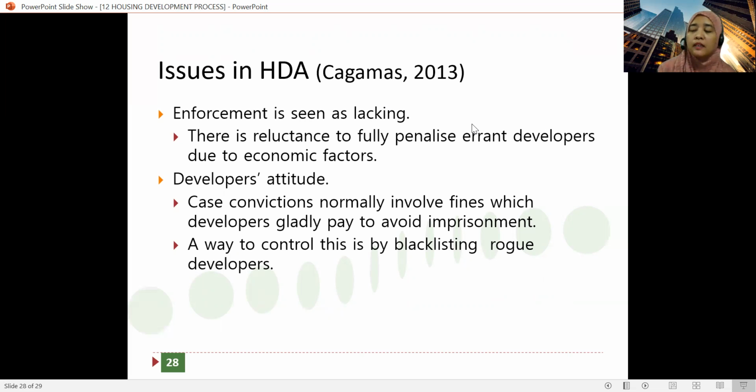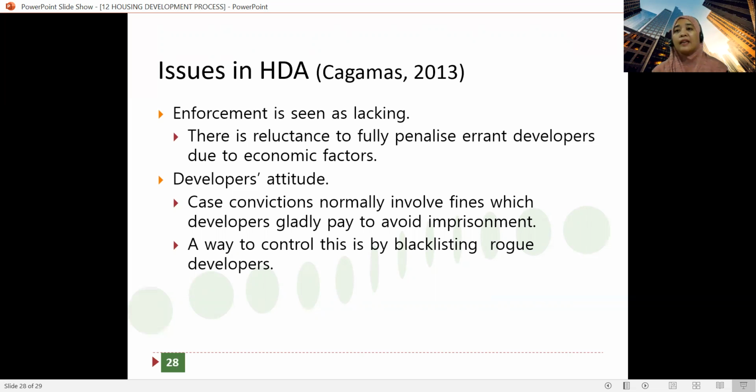So it means in some cases, even though the developers did something wrong, there is a hesitation on the part of the authorities to take strict action. So they took a lenient approach in penalizing the developers. Also a problem is the developers' attitude, their behaviour and actions. Case convictions normally involve fines. If fined, they just pay, whereby they can avoid imprisonment, a jail sentence.